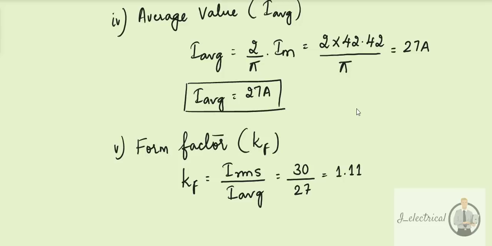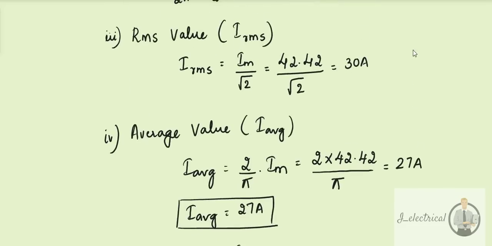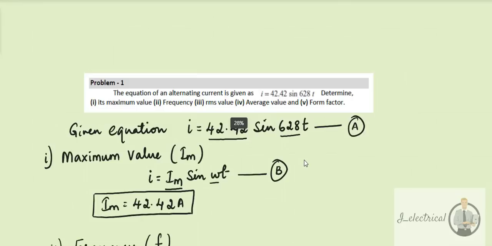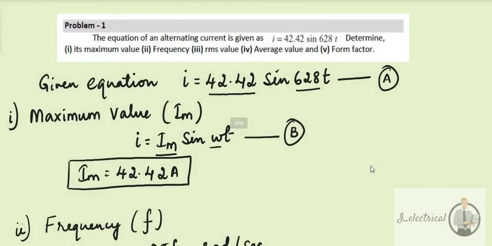Okay, so I'll summarize everything. First, the problem was they had given you an equation and they have asked you to find out the maximum value, frequency, RMS value, average value, and the form factor. So first we have to write down the given equation.